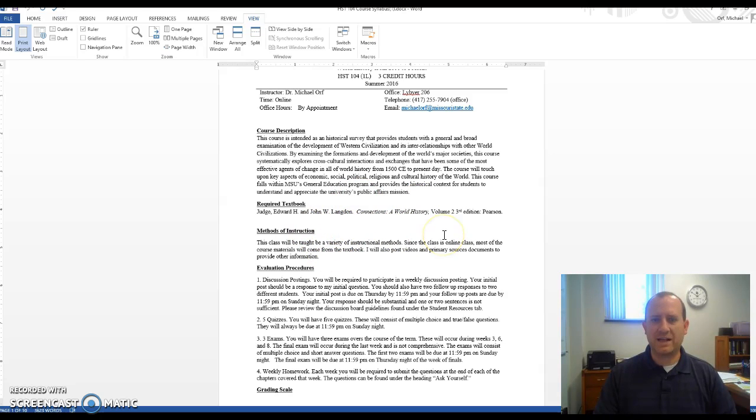The textbook is called Connections, A World History. I thought I had it with me, but I don't. It's by Judge and Langdon. You can get it in the bookstore. Make sure you get Volume 2 and the 3rd edition. Volume 1 is for world history to 1500. Since it's world history since 1500, you'll need Volume 2. If you buy a combined volume from the internet or somewhere, that's fine as well. Just know we'll be starting in Chapter 19 and going forward.